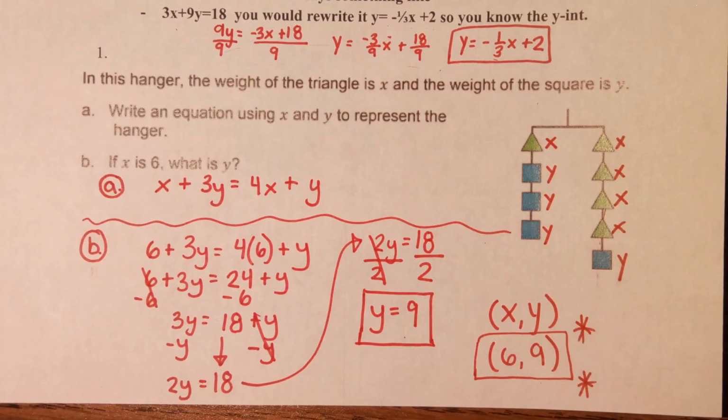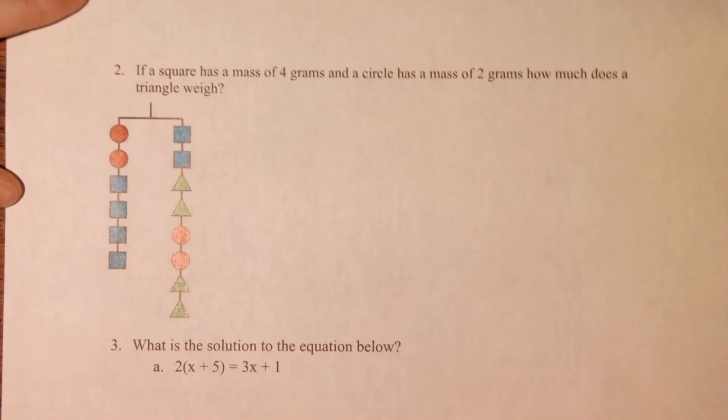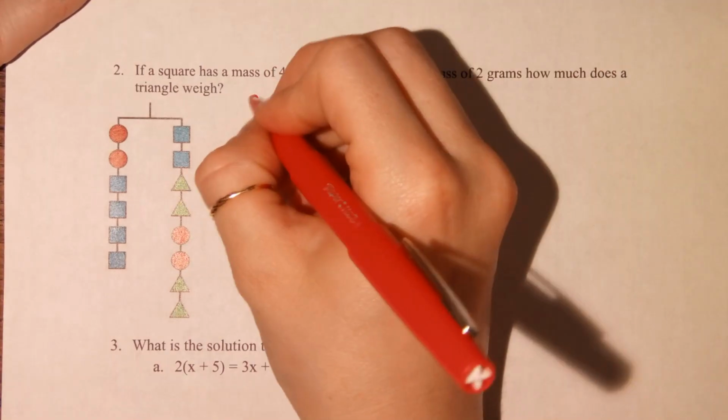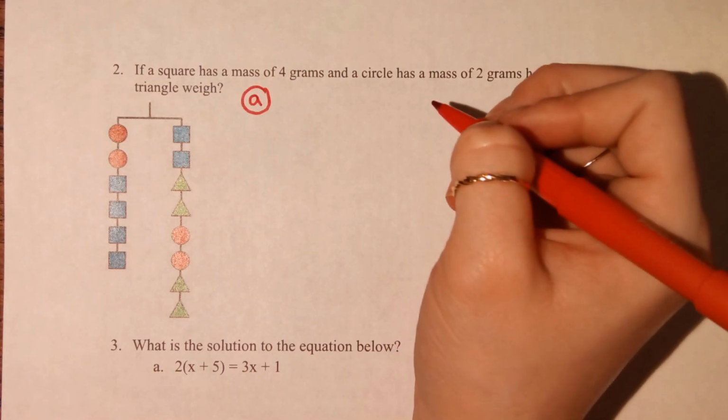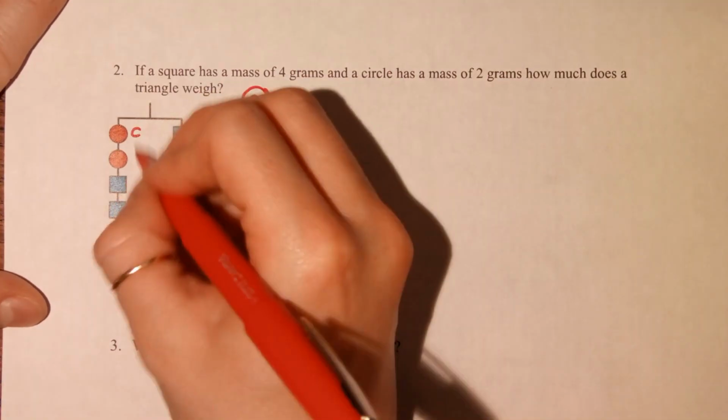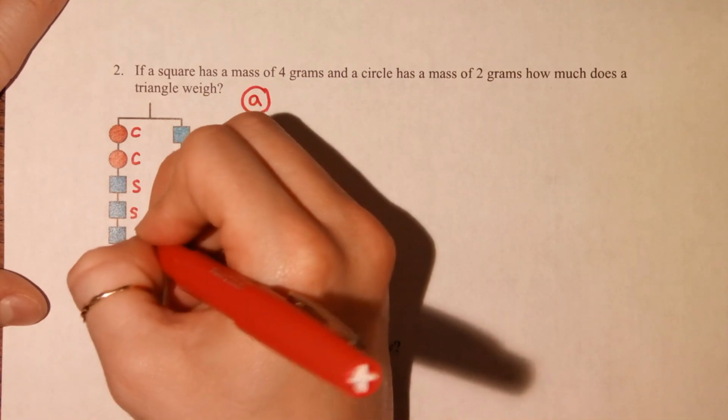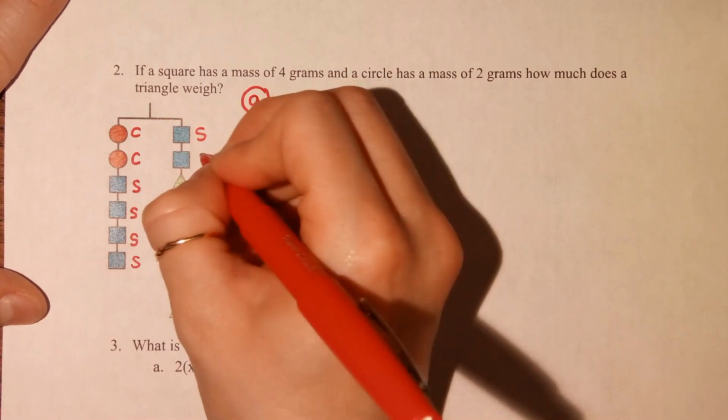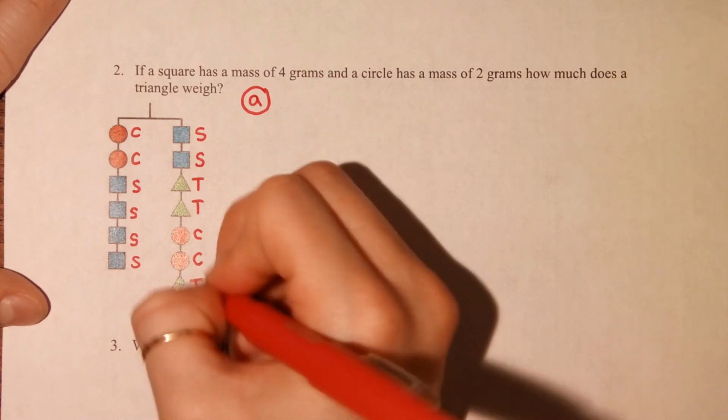Perfect. All right, we're going to switch to number 2, right here. If a square has a mass of 4 grams and a circle has a mass of 2 grams, how much does the triangle weigh? All right, this is another one of our hanger questions. So part A, I'm going to write my equation. So we're going to have circle, circle, square, square, square, square, triangle, triangle, circle, circle, triangle, triangle. Awesome. Let's write our equation.